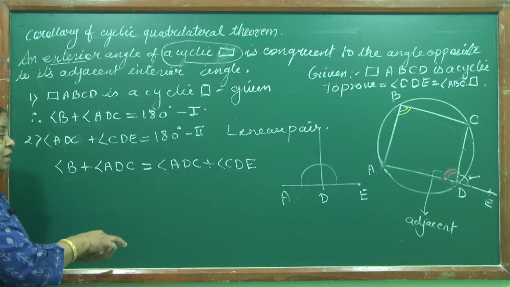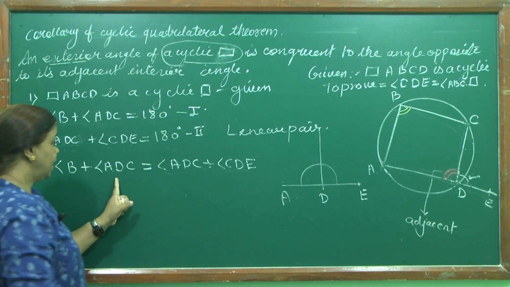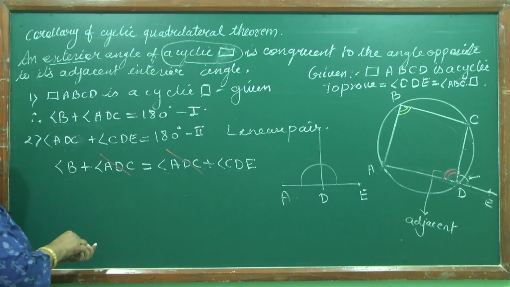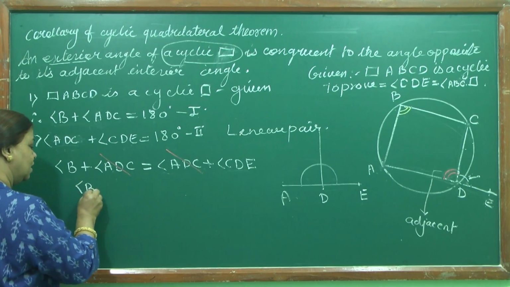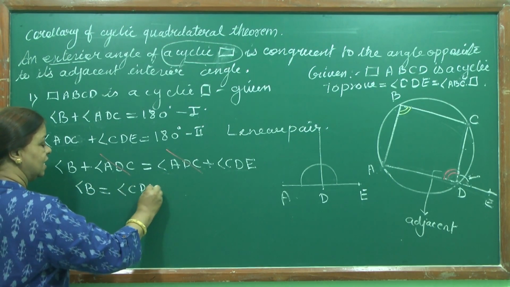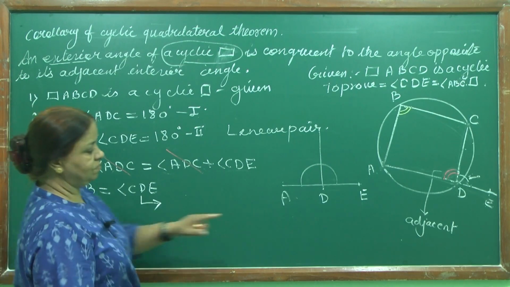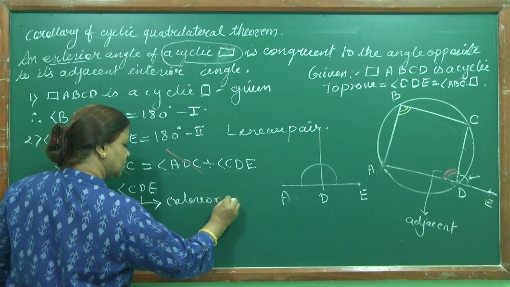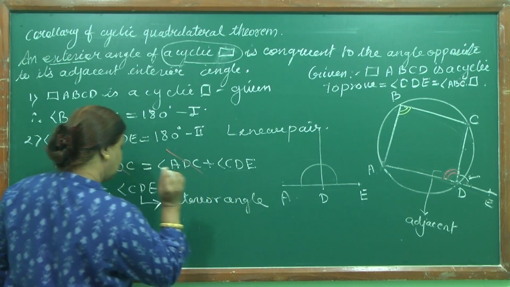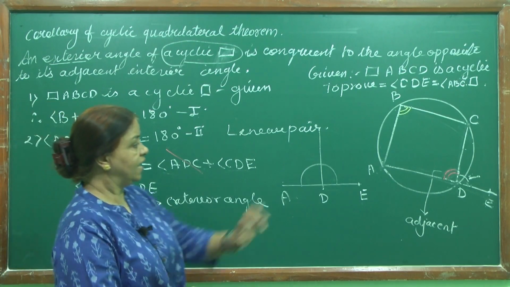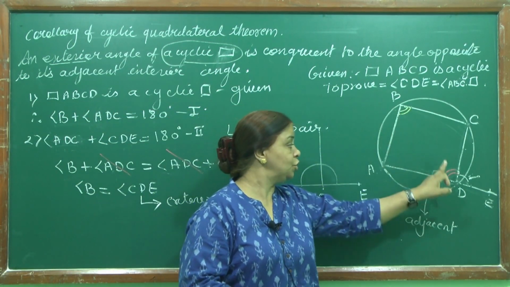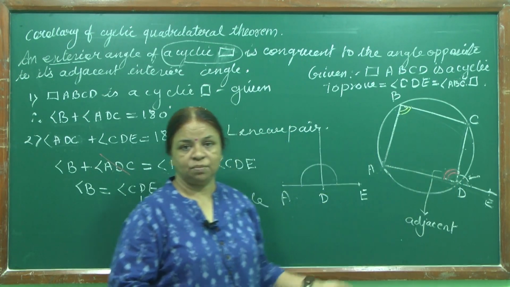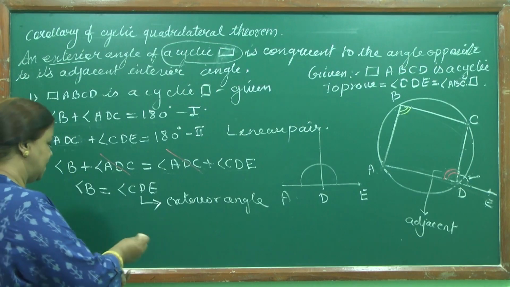Now, what is the same on both sides? ADC is the same, so I can cut that. So I get angle B is equal to angle CDE. And CDE is which angle? Exterior angle. And angle B is which angle? Angle B is the angle which is opposite to the adjacent angle of CDE. So hence proved, children. Please write it nicely.